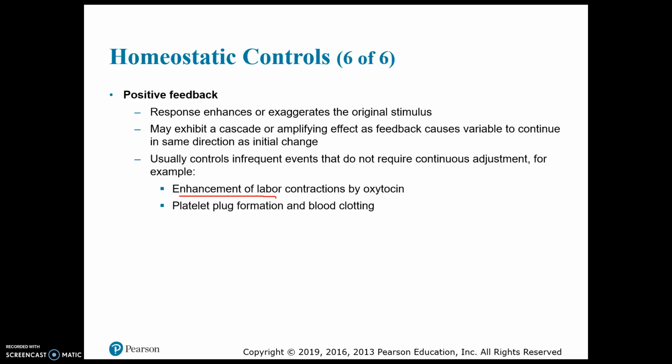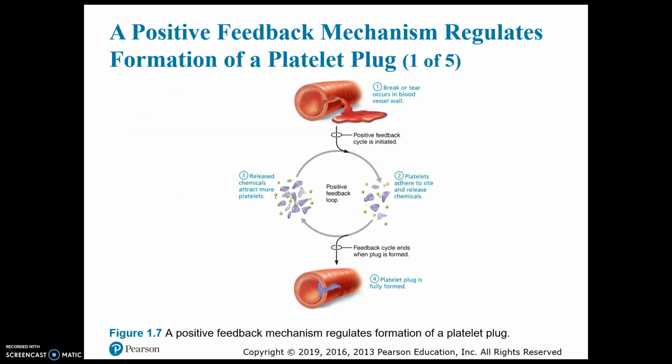So positive feedback is when the response enhances or exaggerates the original stimulus until the event is over, until homeostasis has been reached. This shows you a positive feedback mechanism for forming a platelet plug, which is going to lead to a blood clot. So we have a tear in a blood vessel. That's our initial stimulus. The tear releases chemicals that start this positive feedback cycle.